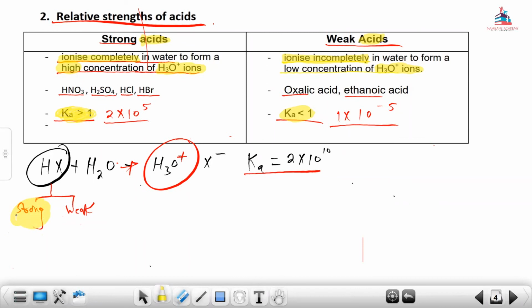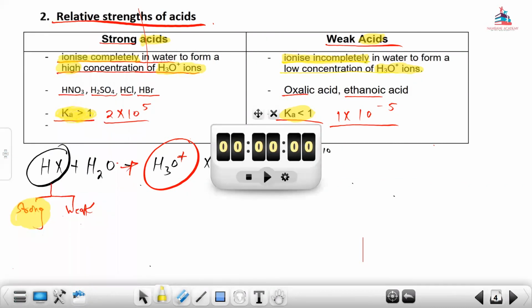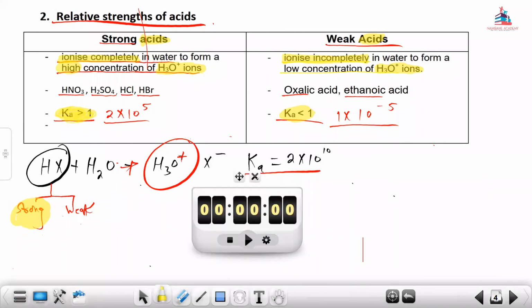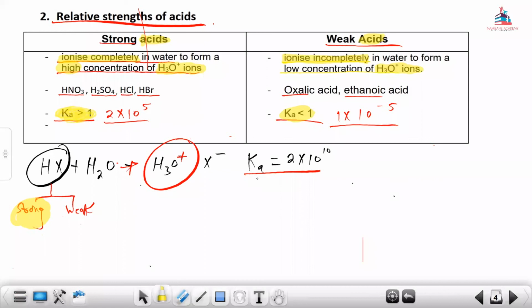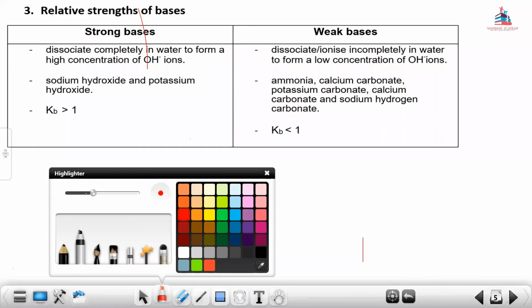I hope that is clear. Yes, it is clear. Thank you very much. So I'm going to give you another 15 seconds for you to digest all this. Thank you very much. Then it means I can go to relative strength of bases.